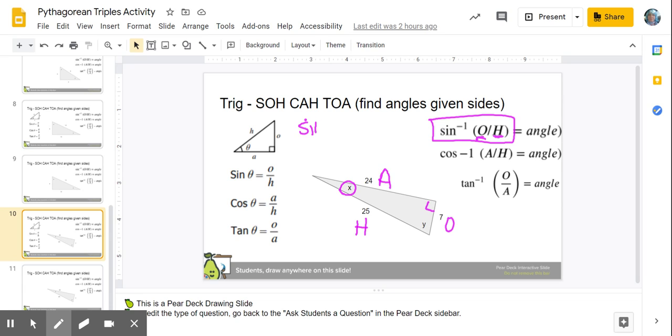So if we're going to do sine, we're going to do O over H. So sine inverse is O over H. So what's my fraction? 7 over 25. So we put that in the calculator. And if you haven't picked up your calculator yet, haven't opened Desmos, this is the time to do it. Don't let everybody else calculate for you. You definitely want to make sure you know how to do this. So what is the angle measure of X?